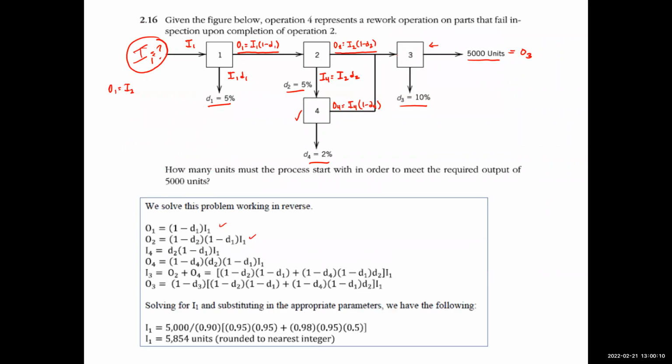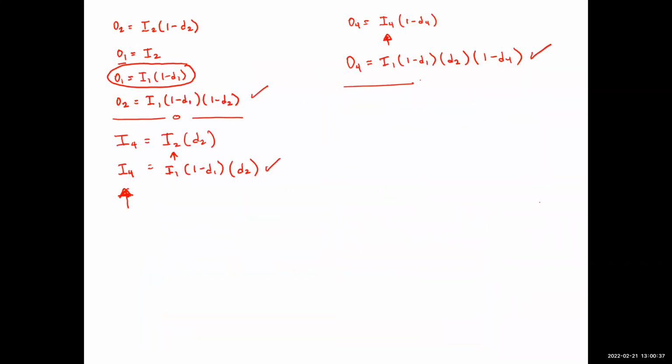So now I need to find I3. And what is I3? I3 is the summation of O2 plus O4, because those two are going to connect into station 3. So if you sum O2 and O4, you find the input of 3. So the input of 3 is going to be equal to O2 plus O4.